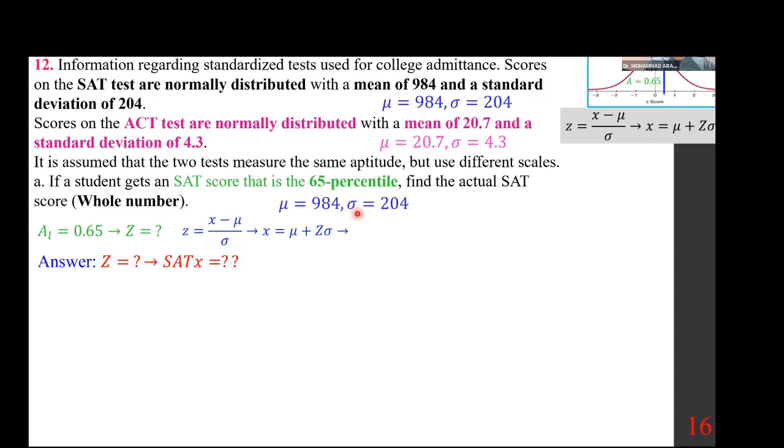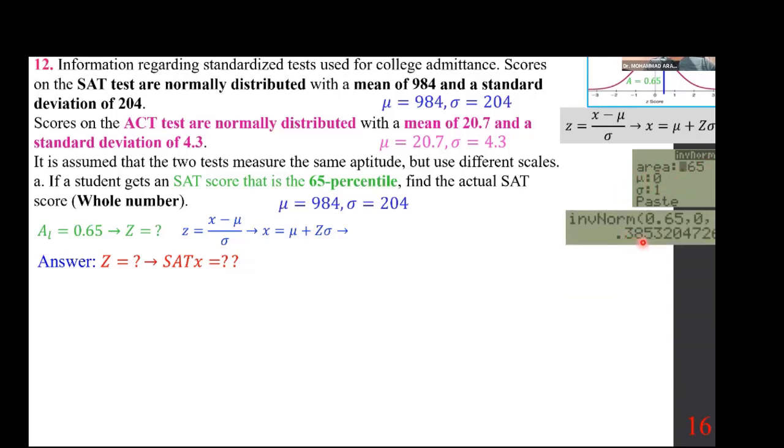Mu is 984, sigma is 204. We got everything except z. We use the technology, area is 0.65, mu is 0, sigma equals 1, and it gives us the z value. Now, look at this formula. We have the mu, we have the sigma, we also have the z. Plug in. Whole number, do the rounding, 1063 is the answer.